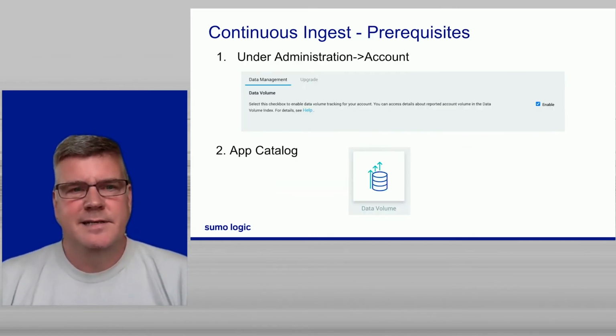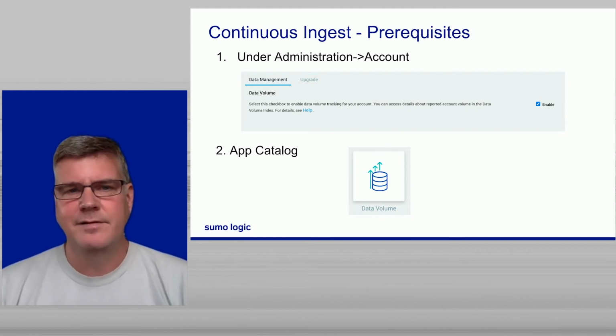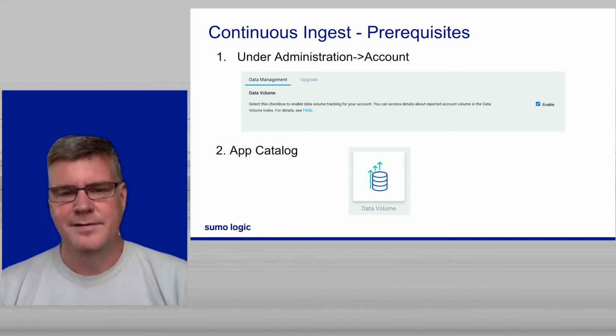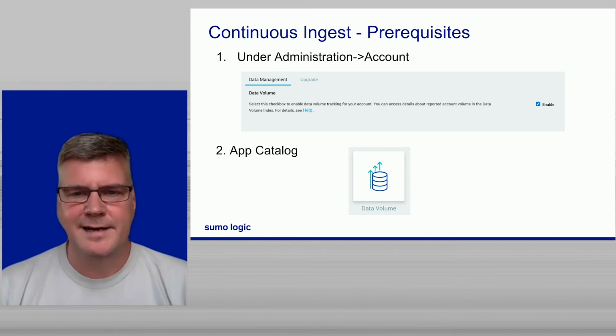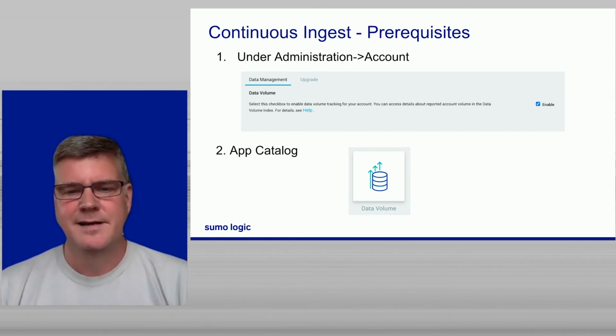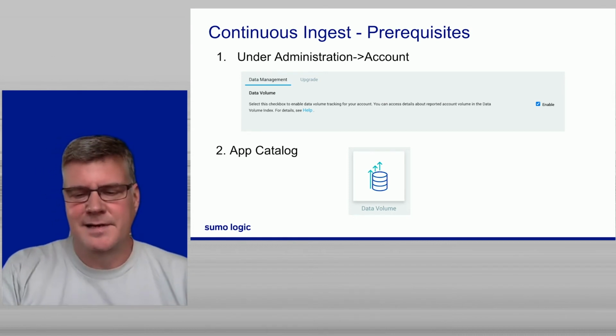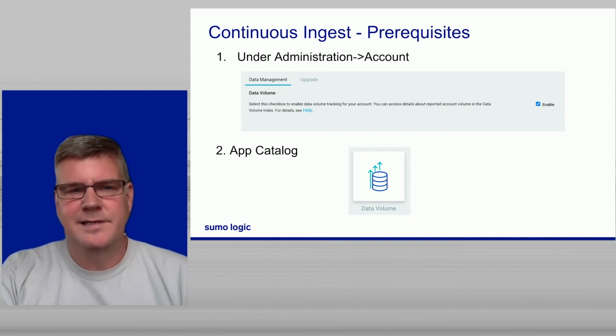Couple of prerequisites here. Really one prerequisite, which is you have to have the data volume index enabled. If you don't have it enabled, go onto the administration account and check the box to enable it. Generally best practice, it's not strictly required for the work that I did here, but I would definitely install the data volume app because it gives you a lot of insight into your ingestion, measuring by collector, by source host, by source, by all different pivots. So I'd highly recommend you do that. It also measures metrics.